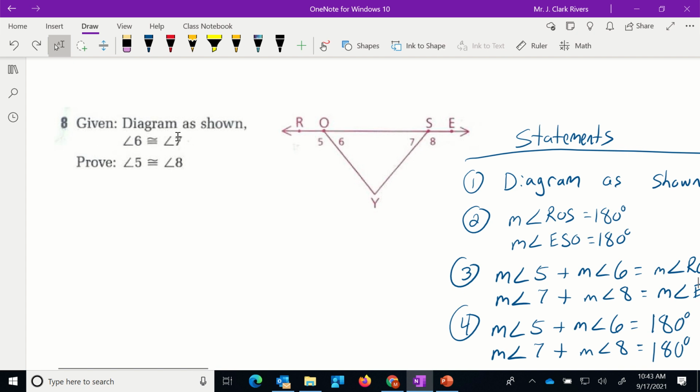Also, we're told in the given information that 6 is congruent to 7. There is 6. There is 7.